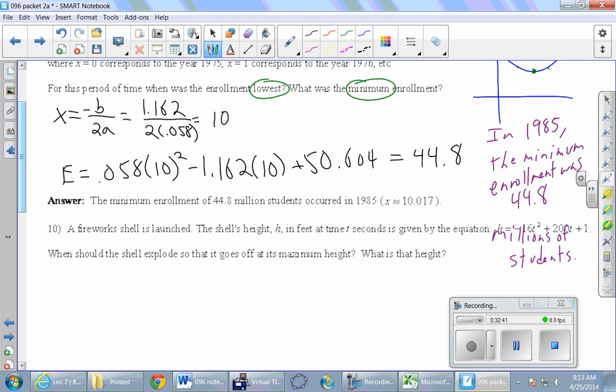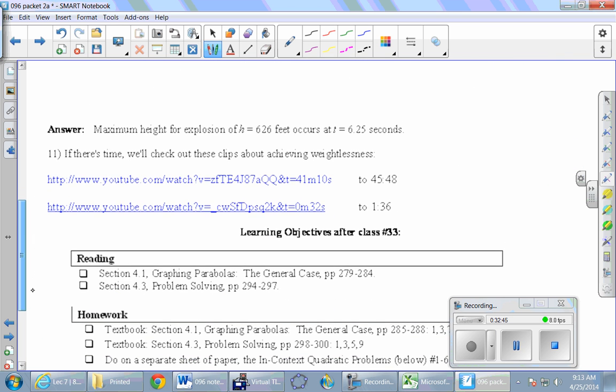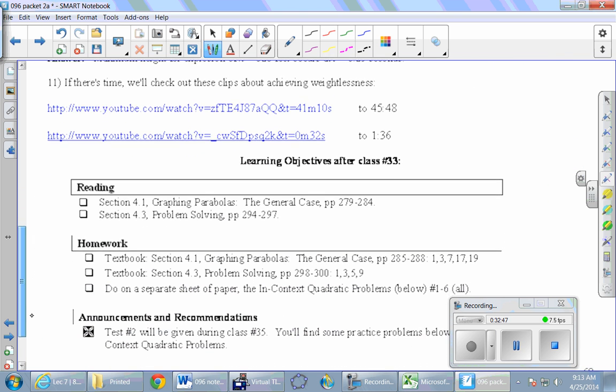Okay, so we're going to skip number 10. And we're just going to take a quick look at a couple of clips on YouTube, not of me. So I'm going to pause the video in a minute because I don't want to show somebody else's video on my video for copyright reasons. But if you wanted to check out any more of these clips, the links are there for you.